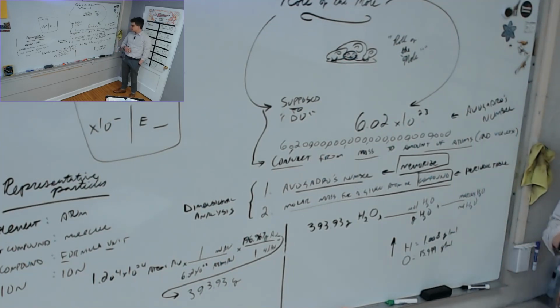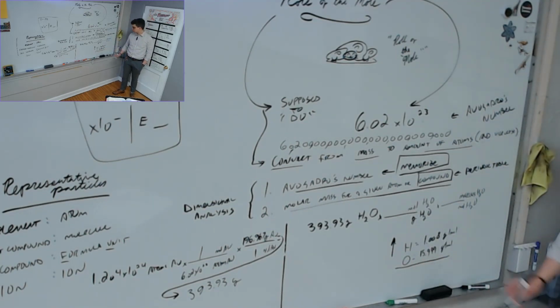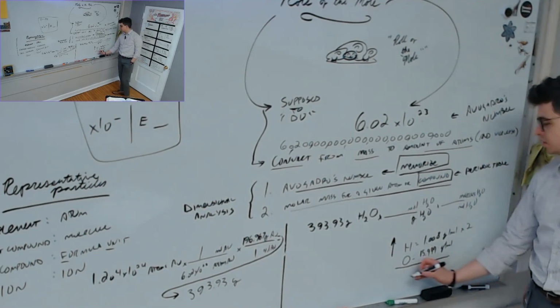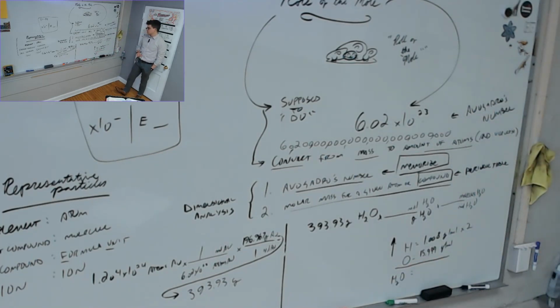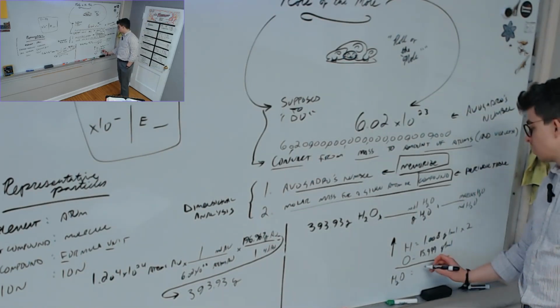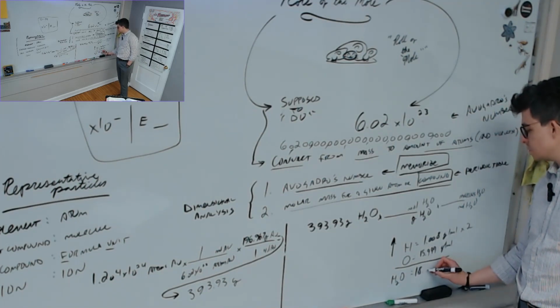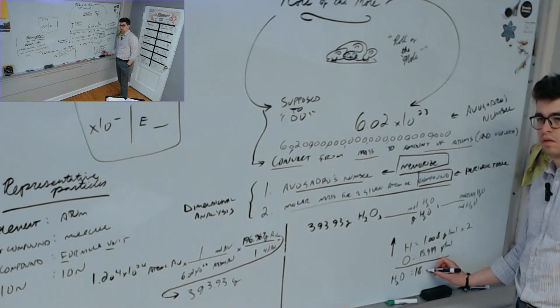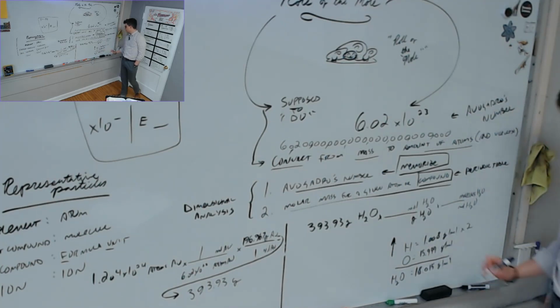And then, is this going to give us the right answer? There are 2 hydrogens, so I need to multiply that by 2. H2O equals 1.008 times 2, which is 2.016, plus 15.999. That gives me right about 18.015, I think, grams per mole.